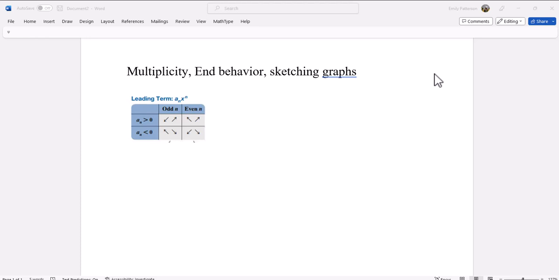In this video, we're going to discuss multiplicity, end behavior, and sketching graphs of polynomials. So the first thing I did was grab this graphic from the textbook, and it's really self-explanatory, right? Well, let's look at exactly what this means.